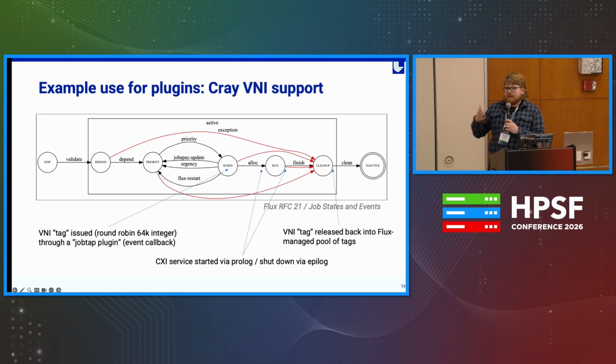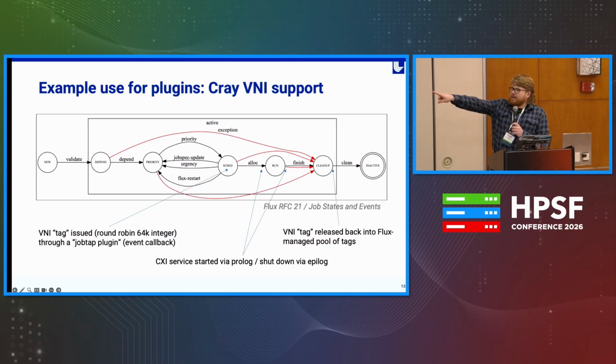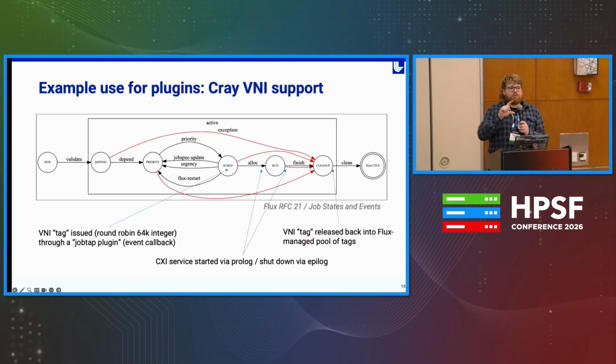So we have a set number of them, and they're assigned an integer, and the job gets assigned an integer, and then it's tagged with a VNI. And so in the sked state, you'll see there's a Jobtap plugin that keeps a record of these integers that is handed out. So there's 0 to 64K integers. It keeps a record of the ones that are handed out. When a user hits that state, they get assigned an integer. It gets added as an annotation on the message that is their job.